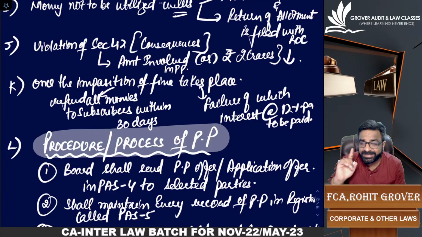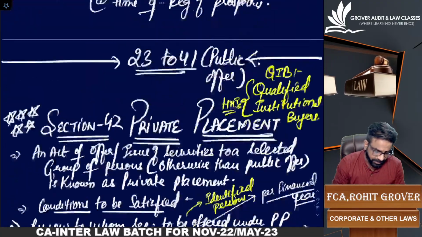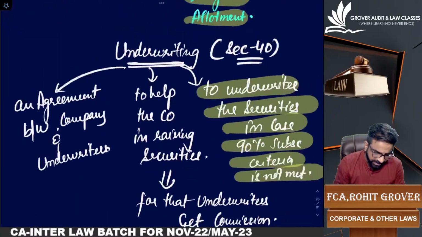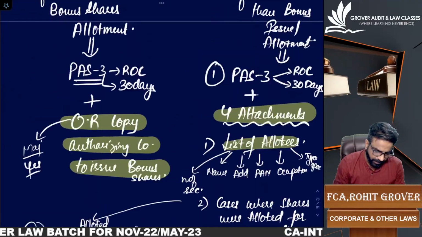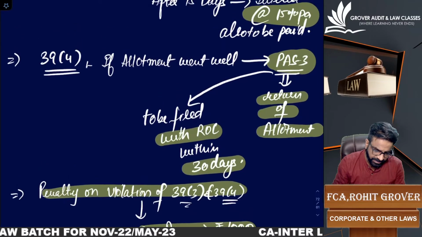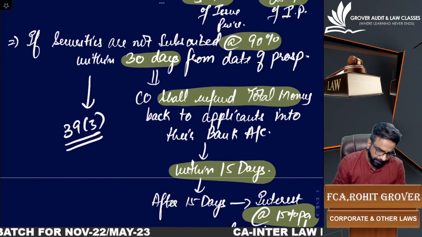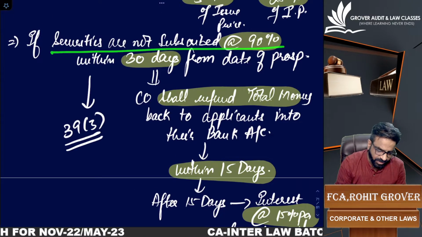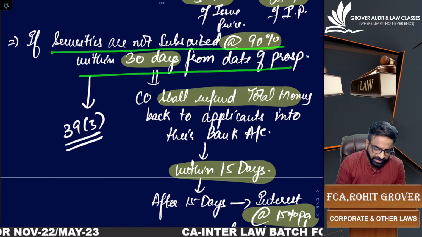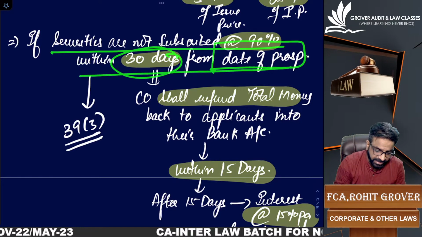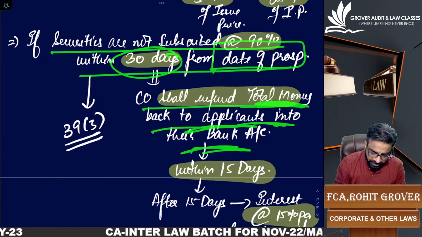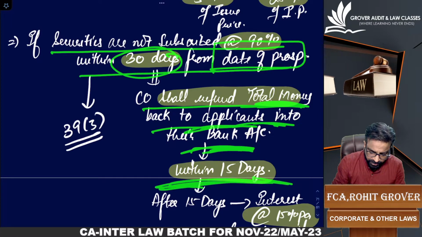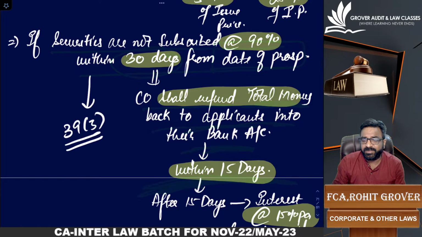30 days. Yesterday, it was 15 days. How much was the time period? It was 15 days. Now see, if the minimum subscription criteria is not fulfilled at the rate of 90% within 30 days from the date of prospectus, the company shall refund the total money to the applicants within their bank account within how many days? 15 days. That was yesterday's topic.